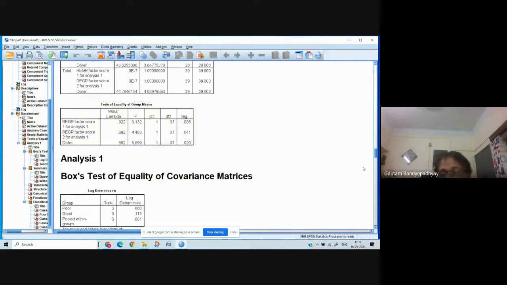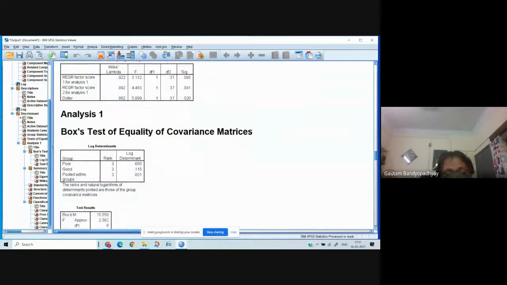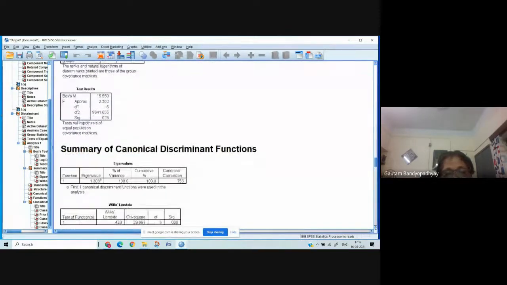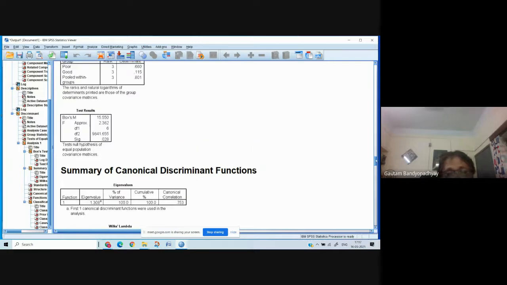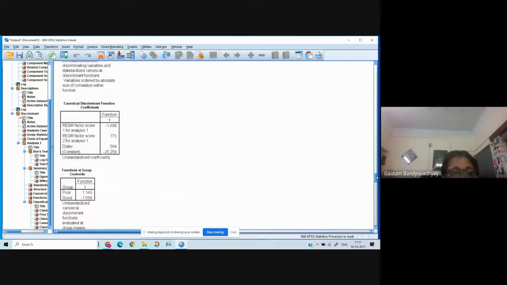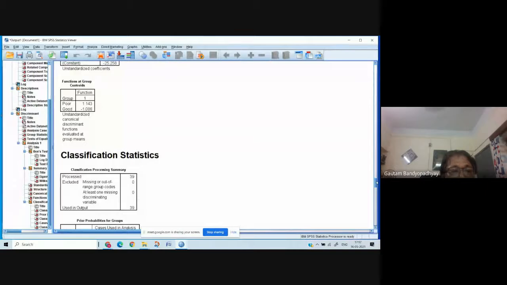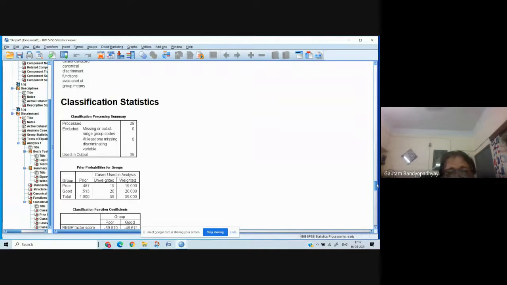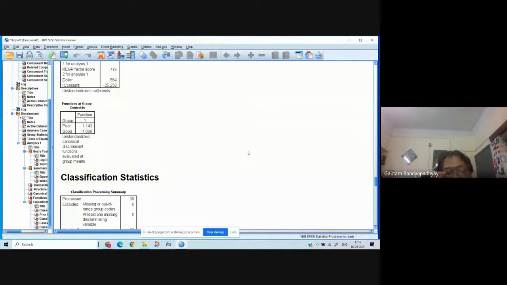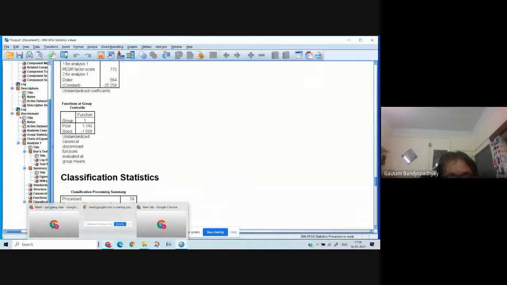Here the canonical correlation is not bad. What is the canonical correlation? 0.753, so nearly 57% is explained, not bad. Here the eigenvalue is also greater than 1. But for some groups the Wilks' lambda differs, and that's why the cross-validation is less than the original classification. I am not going into detail. I would like to show another example, then you can easily understand.